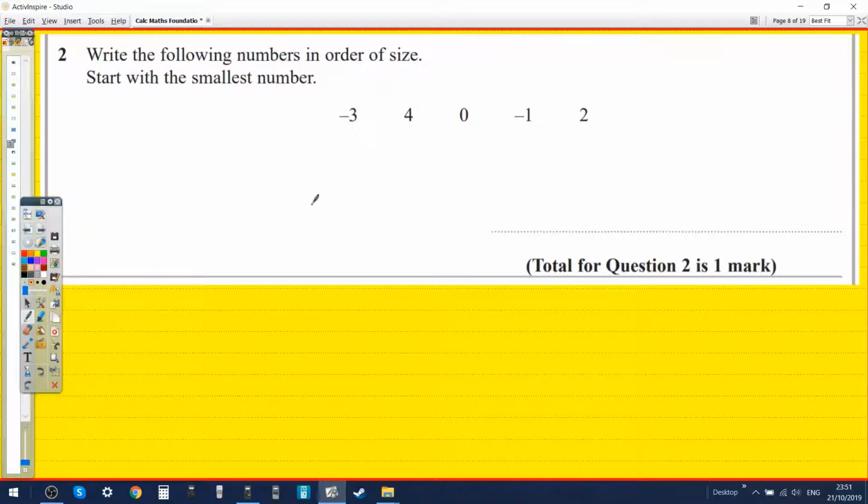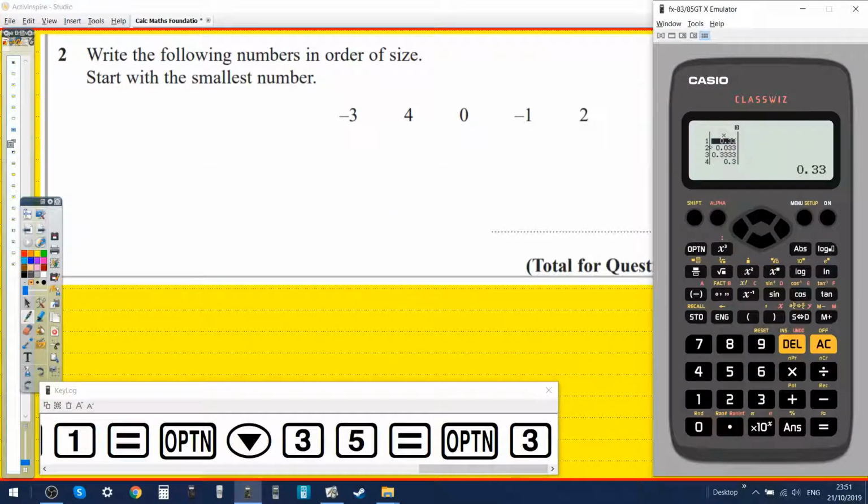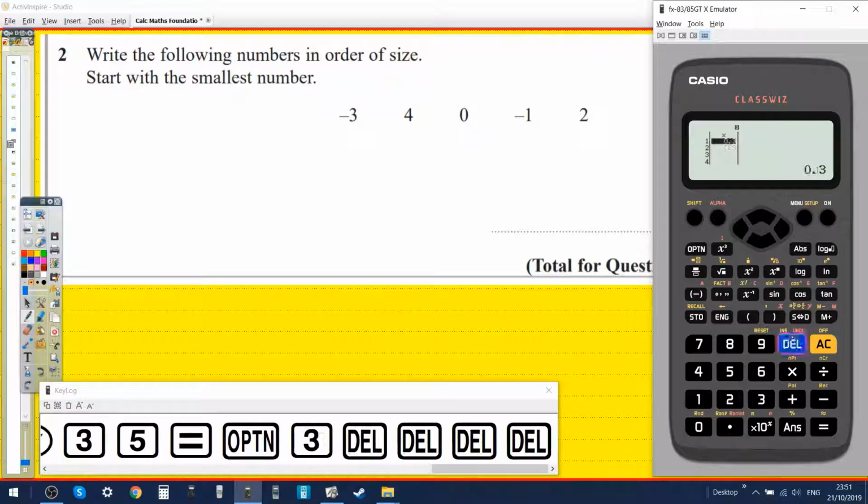I want to do even more. So now you have to do this baby thing. Write the following numbers in order of size. Start with the smallest number. Just do what we just did. The mini and the maxi. You have to change the numbers. So you change the numbers. You can press delete, delete, delete, delete.